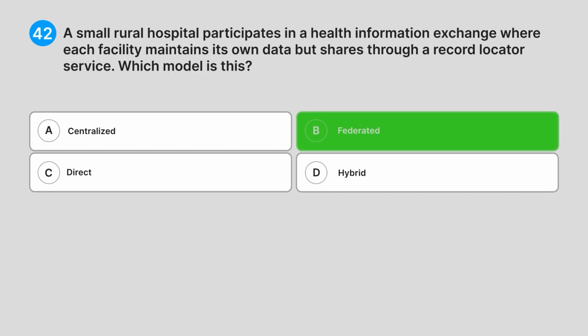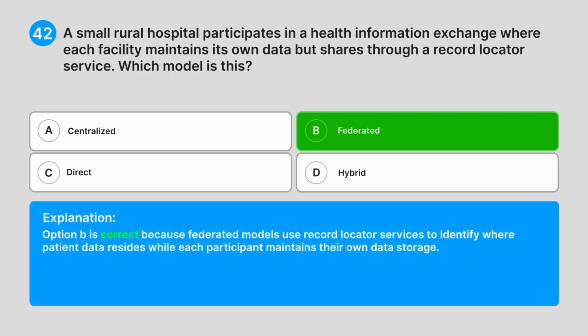Correct answer, B. Federated. Explanation: option B is correct because federated models use record locator services to identify where patient data resides, while each participant maintains their own data storage.